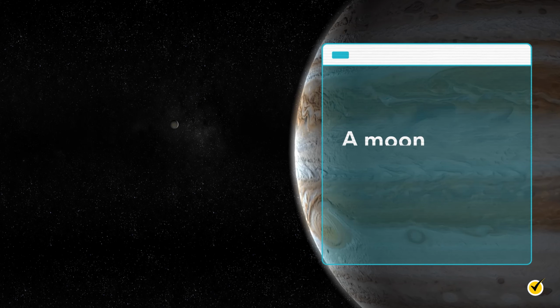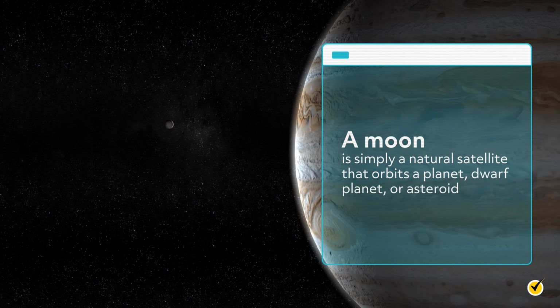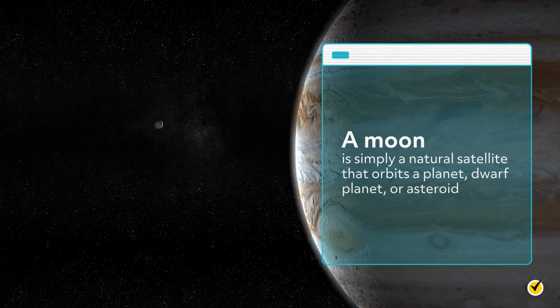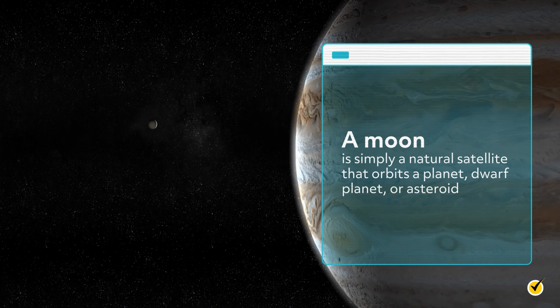Now, planets aren't the only things floating around in planetary systems. As I'm sure you're aware, some planets are accompanied by moons. A moon is simply a natural satellite that orbits a planet, dwarf planet, or asteroid. We'll talk more about asteroids later.